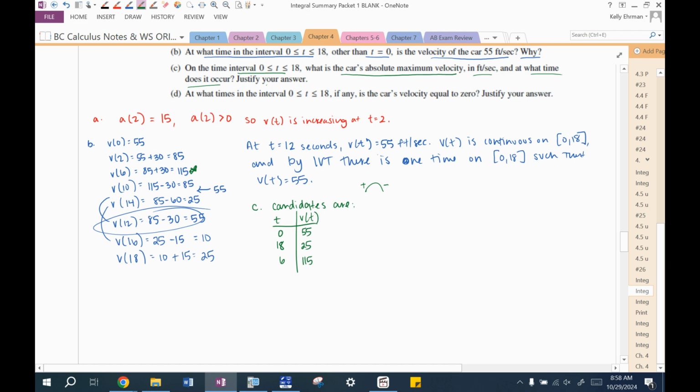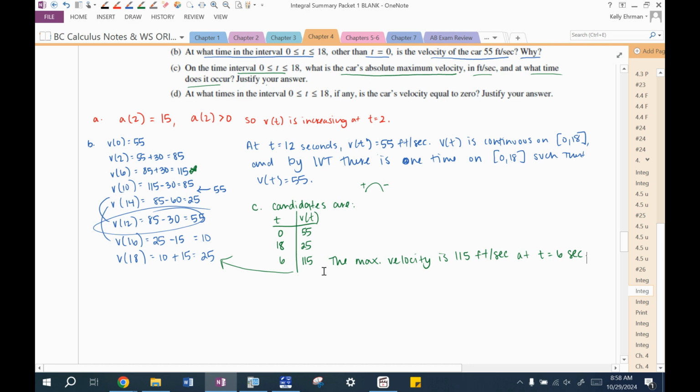So I'm going to allow my work from here to work for this one. I'm going to say they want both the maximum velocity and the time. So the max velocity is 115 feet per second at t equals 6 seconds. This is by the extreme value theorem. I don't think we actually have to cite that, but again, we're showing the candidates.